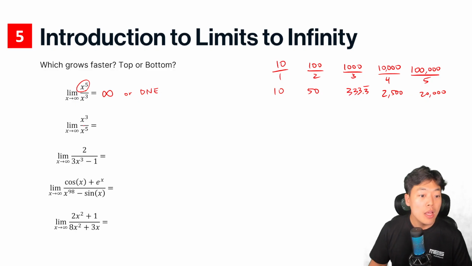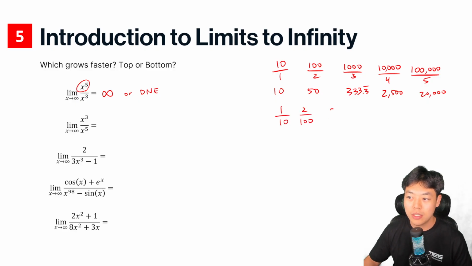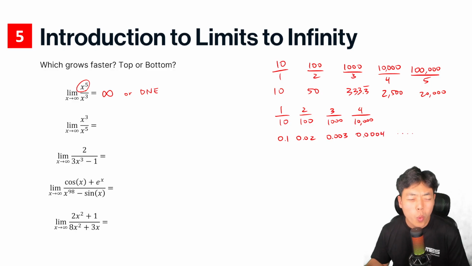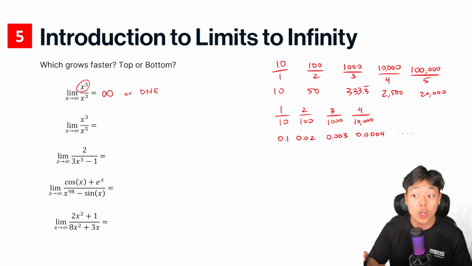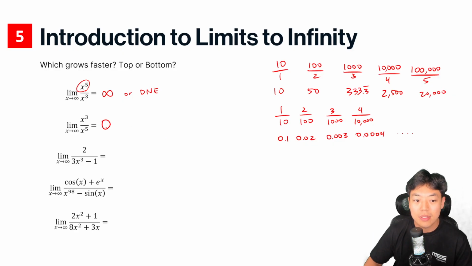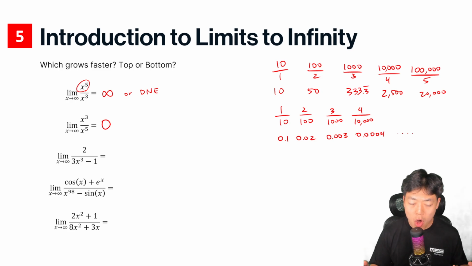Let's flip it then. What if the bottom is growing faster than the top? A lot of my students would say here, negative infinity. But let's think about it a little more. If we have 1 over 10, then 2 over 100, 3 over 1,000, and 4 over 10,000. Where are these numbers going? Well, this is 0.1, 0.02, 0.003, 0.0004, and so on and so forth. They're getting smaller and smaller and smaller, but never in the negative direction. We stop when we get to 0, right? They're headed towards 0.